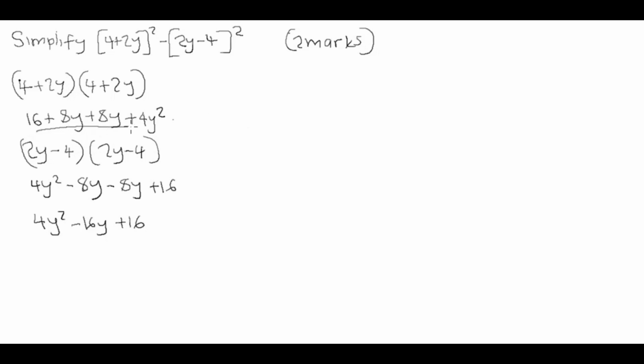This equation, I think we didn't finish it. It is supposed to be 16 plus 16y plus 4y squared. So let's arrange it. 16 plus 16y plus 4y squared minus, we have worked out this one, (2y minus 4) squared. It gave us 4y squared minus 16y plus 16.